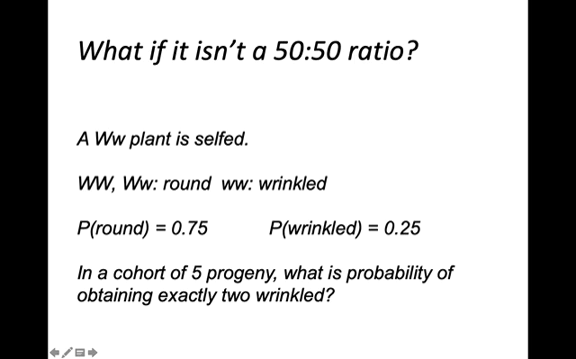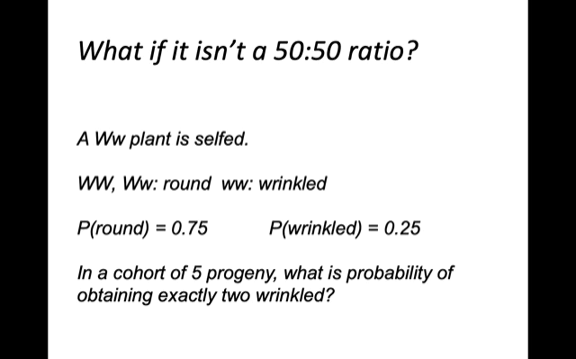And the way that you're round is if you end up with progeny that are big W, big W, or big W, little w. And then to be wrinkled, you end up with the 2 alleles that are recessive for the wrinkled phenotype. And when that happens, the probability of round is 0.75, and the probability of wrinkled is 0.25. And we want to ask this question, right? In a cohort of 5 progeny, what is the probability of obtaining exactly 2 wrinkled? So what we need to do is we need to count the probability of any particular way for there to be exactly 2 wrinkled. And you could say, oh, the first 2 are wrinkled, and then the last 3 are round.